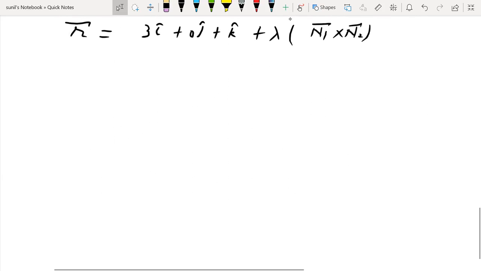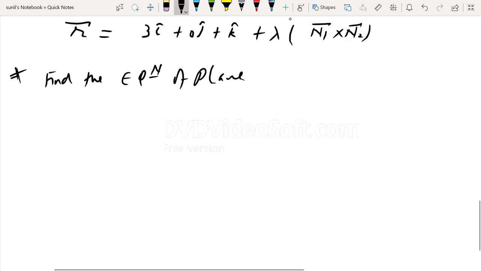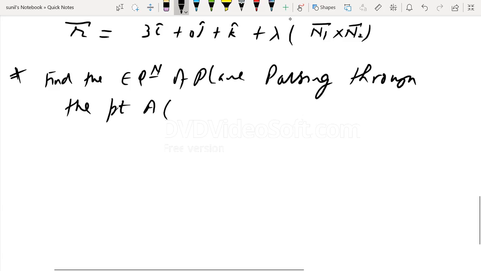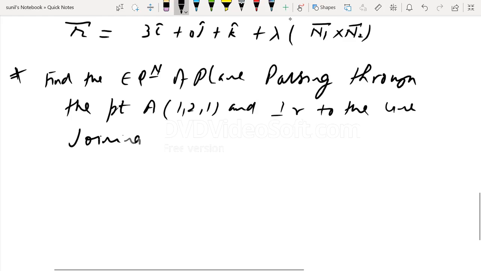Now we have another question that is coming out. The question is like this: find the equation of plane passing through the point A whose coordinates are 1, 2, 1 and perpendicular to the line joining the points P, which is 1, 4, 2, and Q, which is 2, 3, 5.